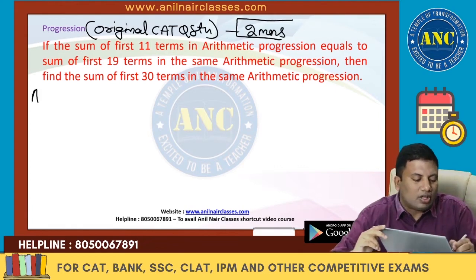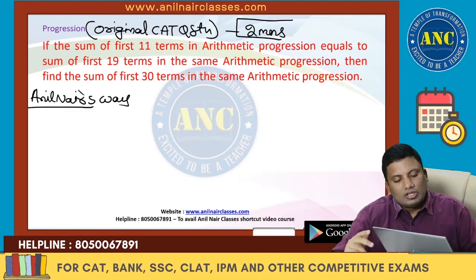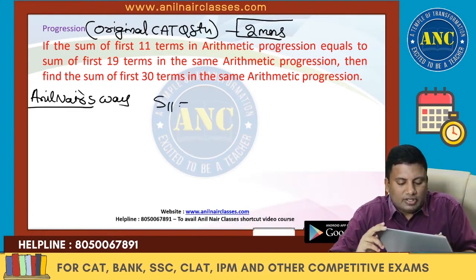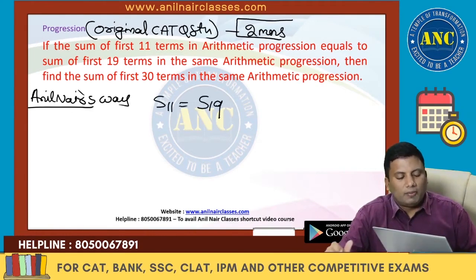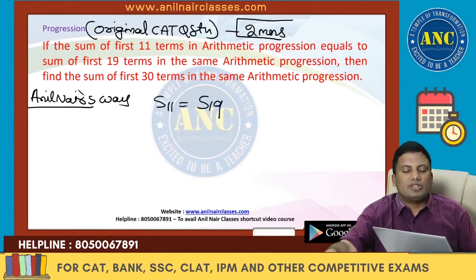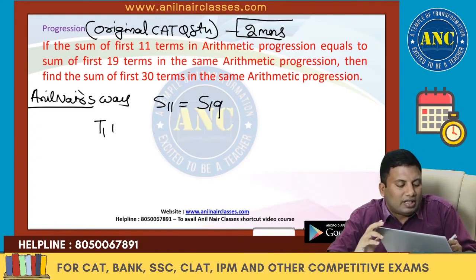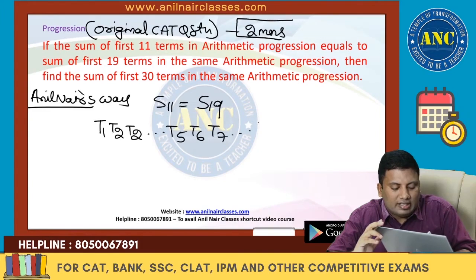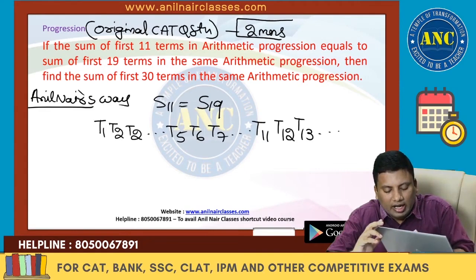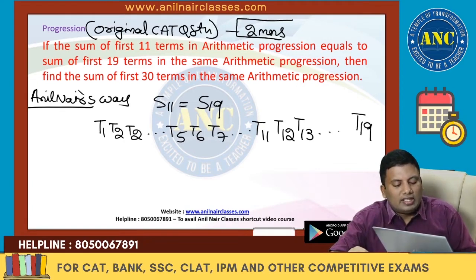I will try to solve the question in less than 20 seconds. Anil Nair's way of solving this question. Sum of first 11 terms in an AP is equivalent to sum of first 19 terms in the same AP. Sum of 11 terms: T1, T2, T3 till T5, T6, T7 till T11. Next is T12, T13 and so on up to T19. What is he asking?